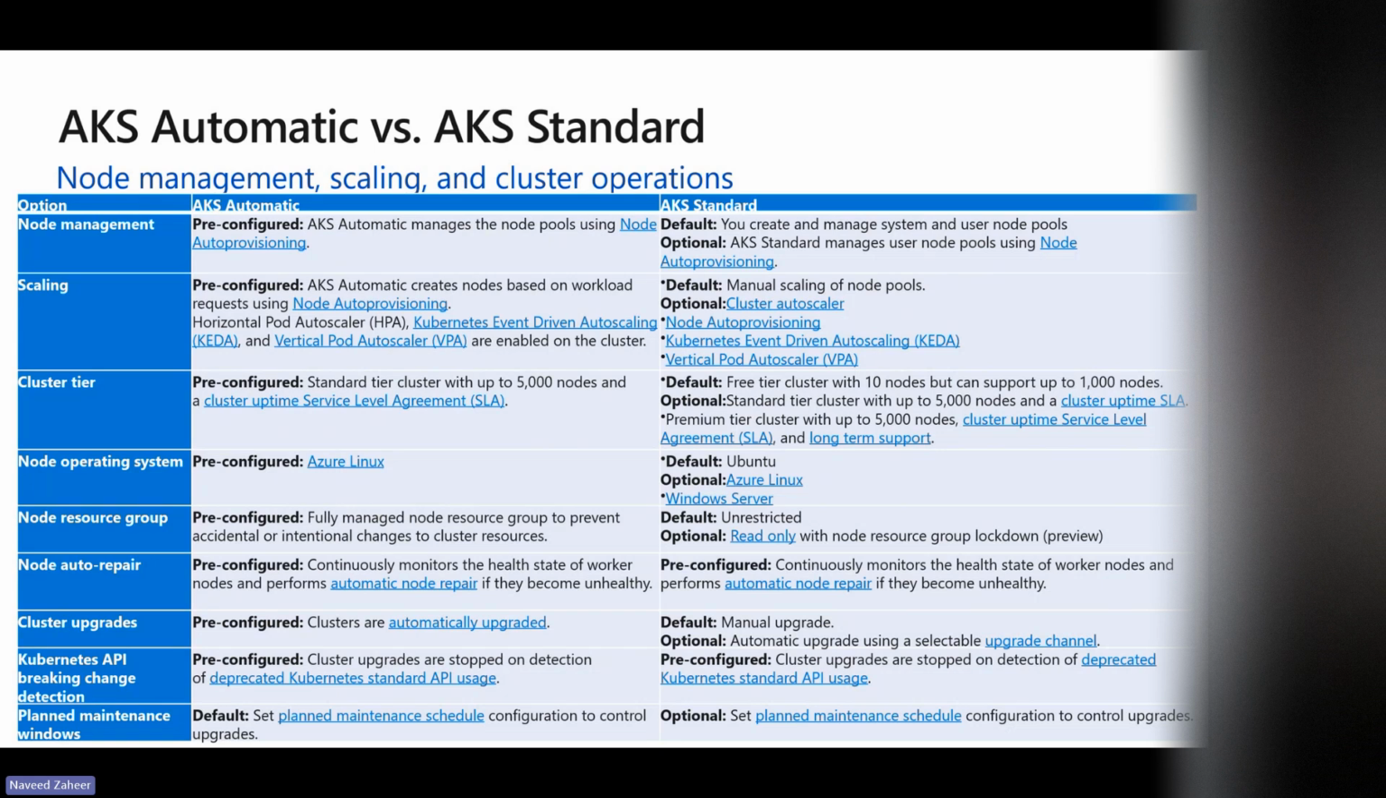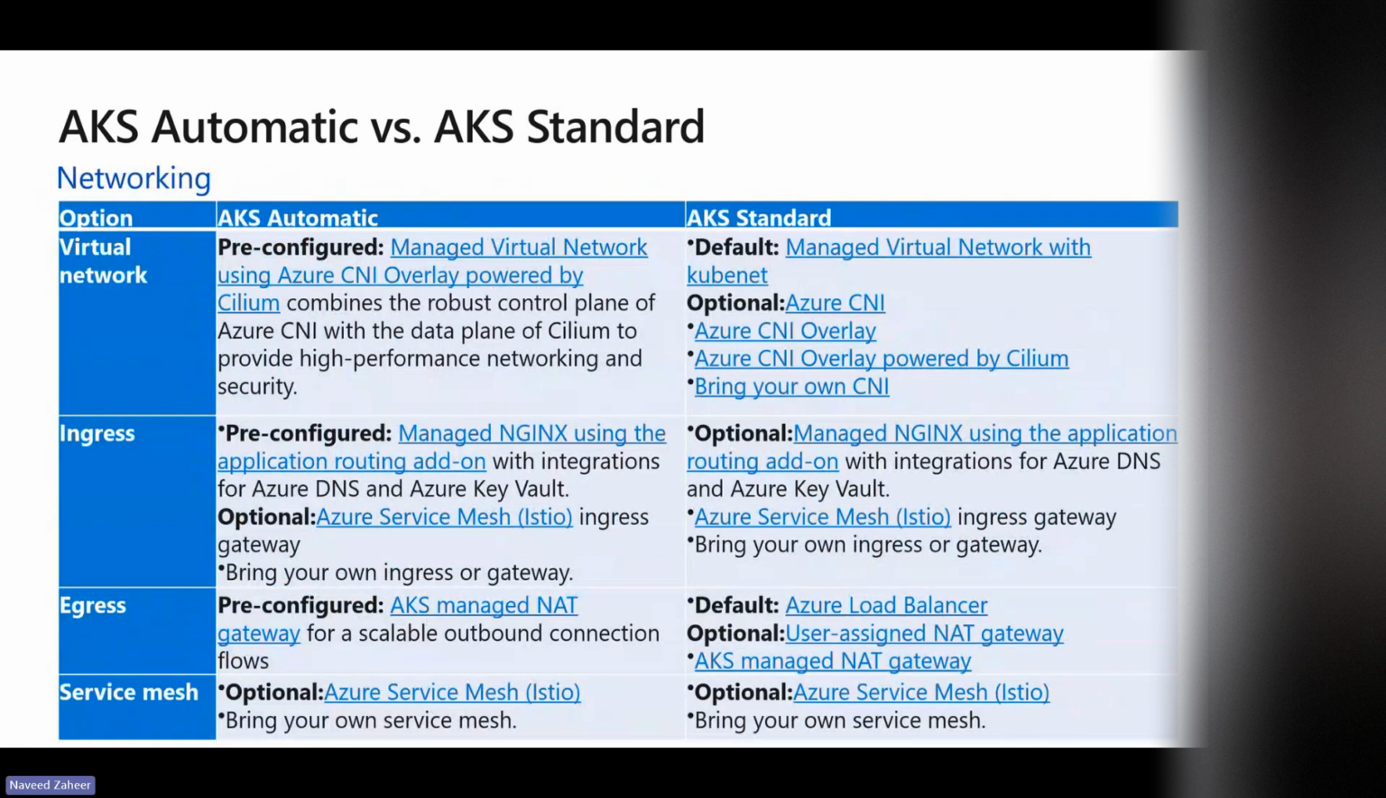If we move further, for example, any of the upgrades will happen automatically. Just keep in mind, it's smart enough to detect that if you are doing an upgrade and there are breaking changes, it will detect it and stop the upgrade automatically. And you can set up a planned maintenance schedule, which was optional in AKS. It's a default option in AKS Automatic. Okay. Any questions, folks? Let's go through it a little bit more.